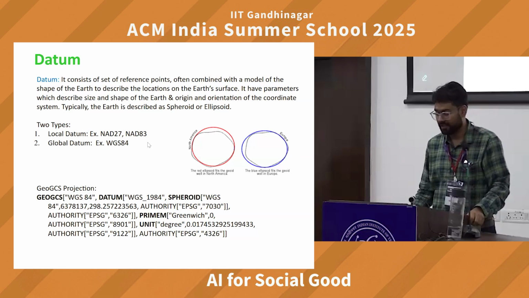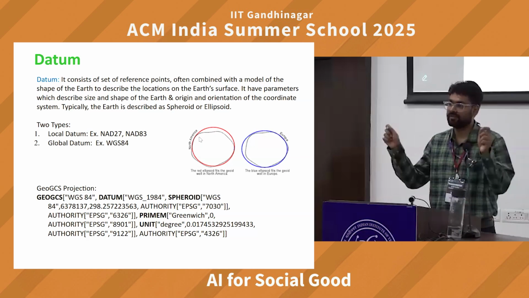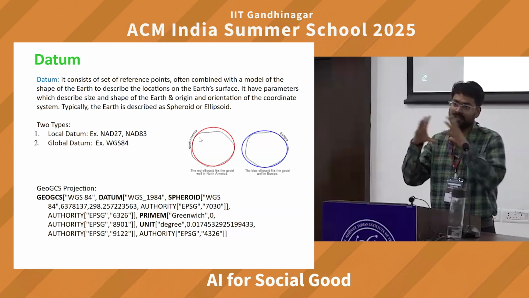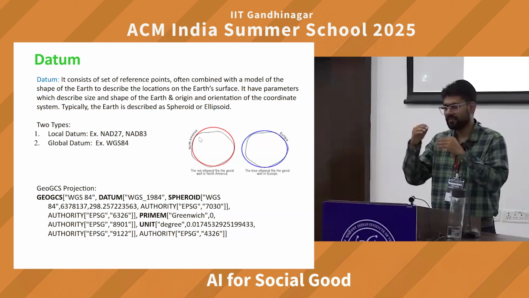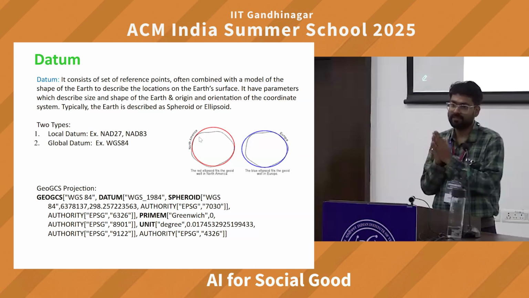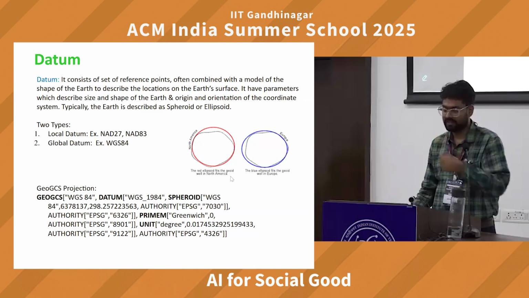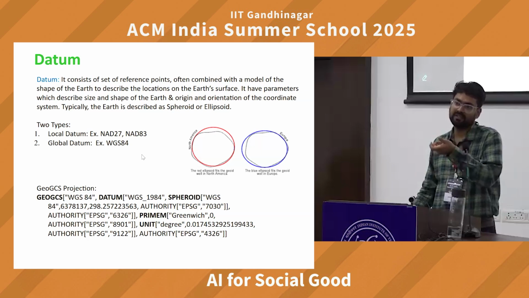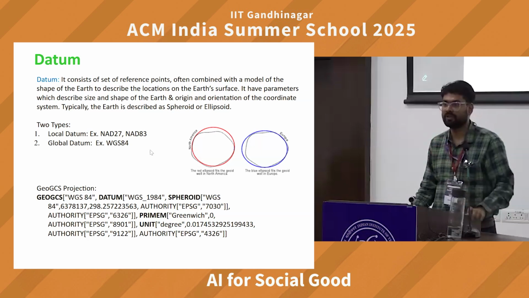Here are some mathematical values, for example, what is the diameter of the earth? Since the earth has a bulge shape, the radius at the equator is more as compared to the pole side. So it has a bulgy shape, and there is some difference in the diameter which is given over here. These kinds of parameters are given to generate the mathematical model, and it is one example of a global datum.